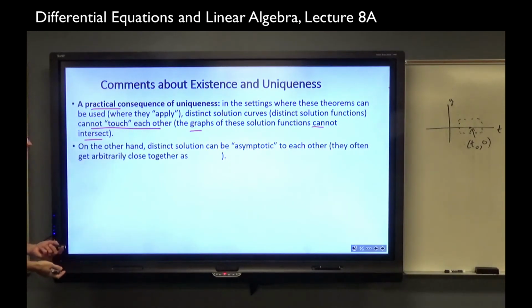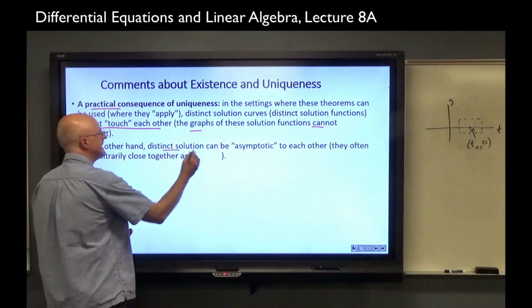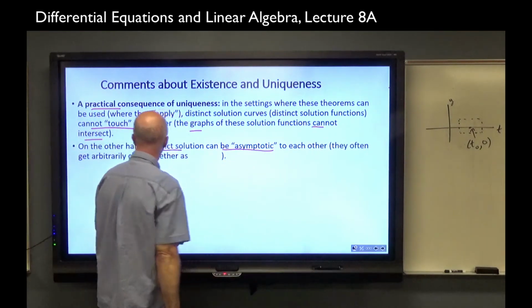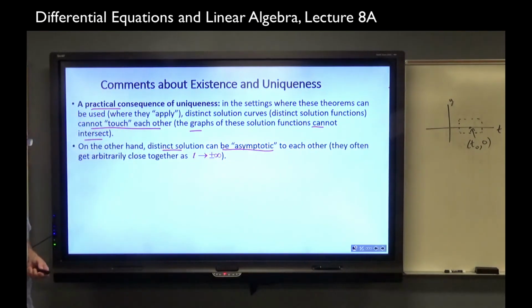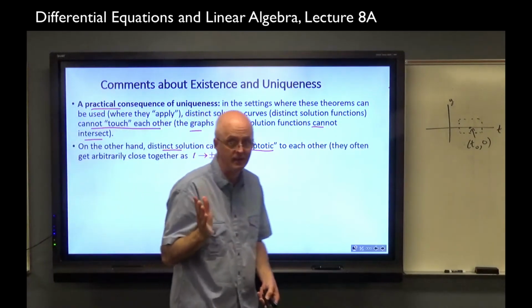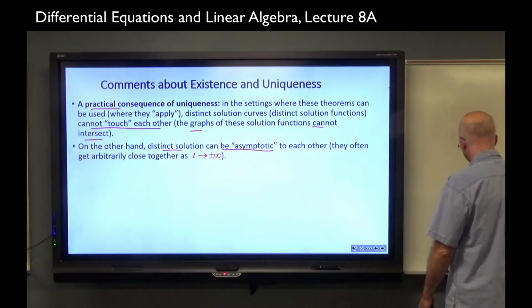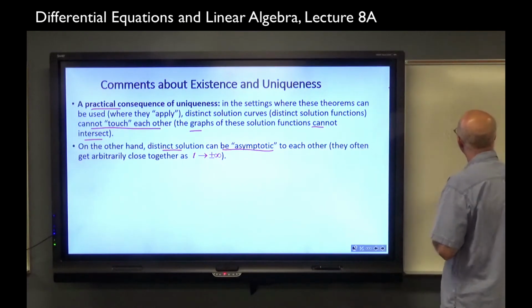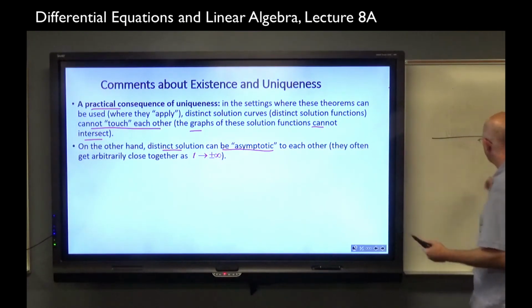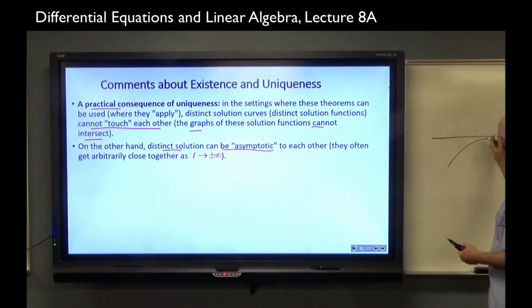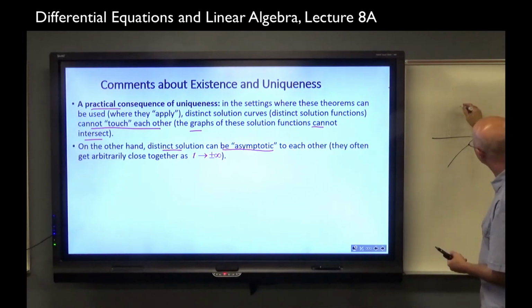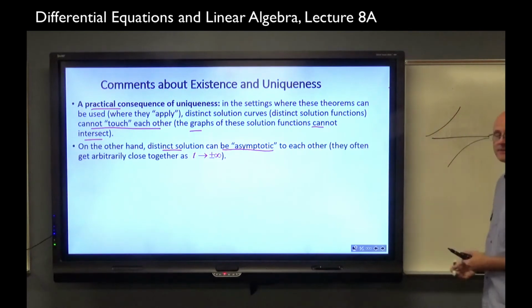Keep in mind, though, that distinct solutions can be asymptotic to each other. They can often get arbitrarily close as t goes to plus or minus infinity. That will happen a lot, actually, in this course. You'll have solutions that, like an equilibrium solution and some other solution that approaches it as t goes to plus infinity in this case, and maybe another solution that approaches it as t goes to minus infinity.